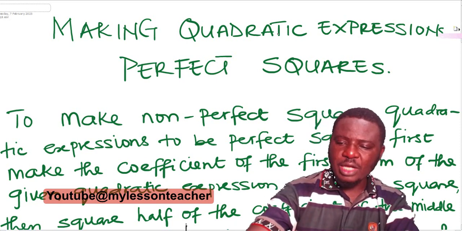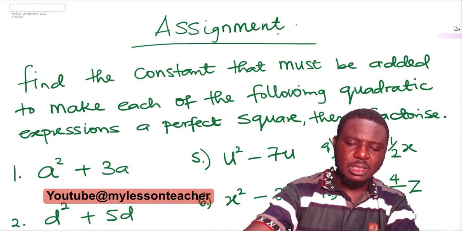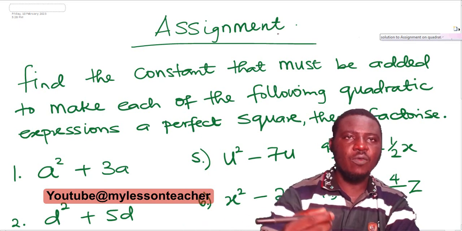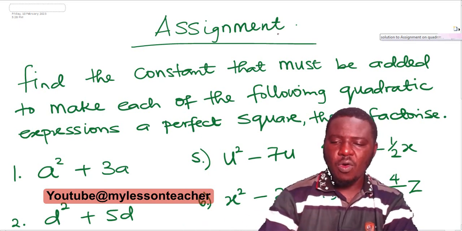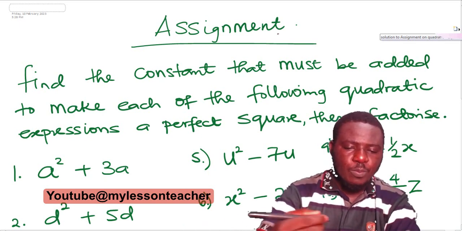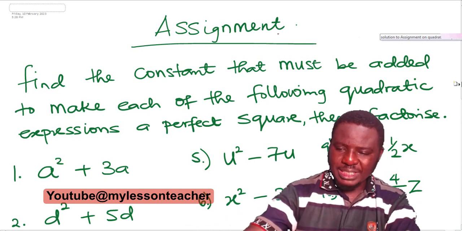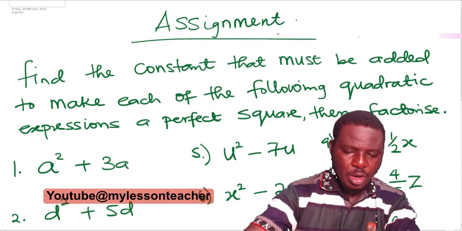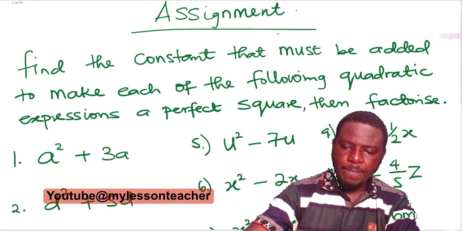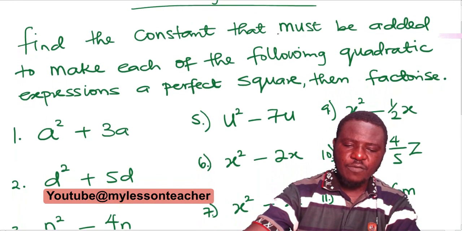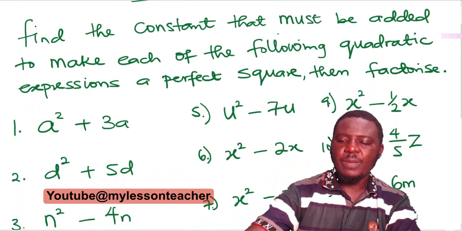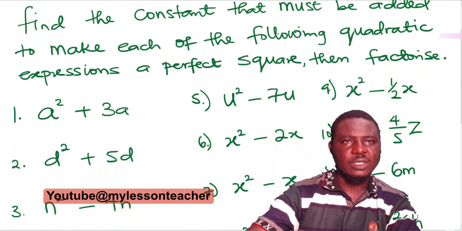But before you go, I would like to give you an assignment. Yes, I have done mine. Let me see how good you are, or how you have been able to pick up. So I'll leave you with this assignment, where you're asked to find a constant term that must be added to make each of the following quadratic expressions a perfect square, then factorize.